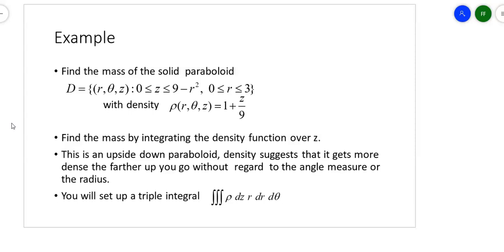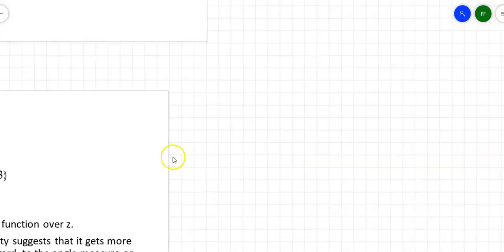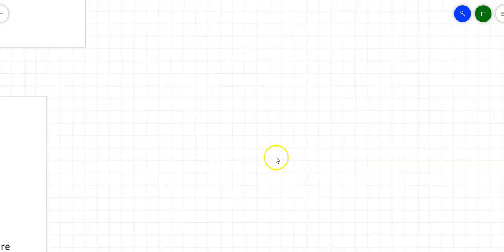So what you're going to do is set up a triple integral, and it goes like this. Rho dz r dr d theta. So you've got rho dz r dr d theta. That's how you're going to set up that triple integral with the limits of integration that I gave you before. All right, so let's set this up. This can be sort of a pain to solve because I think we're going to end up with some funky substitutions, but at least let's set this up and see where this goes.